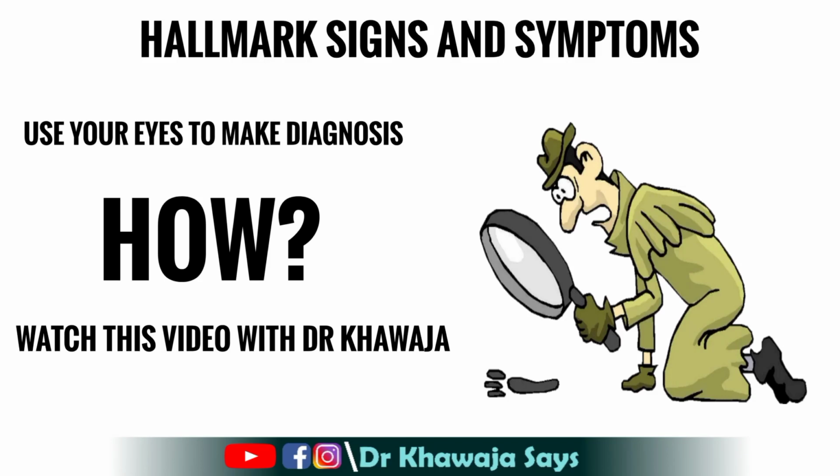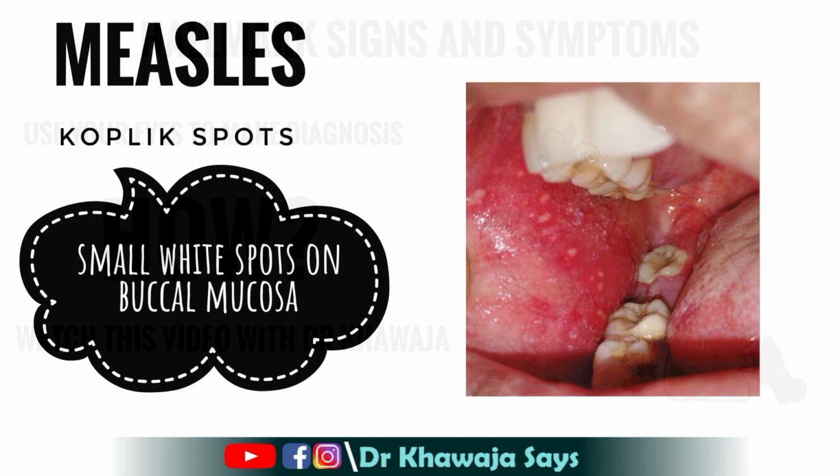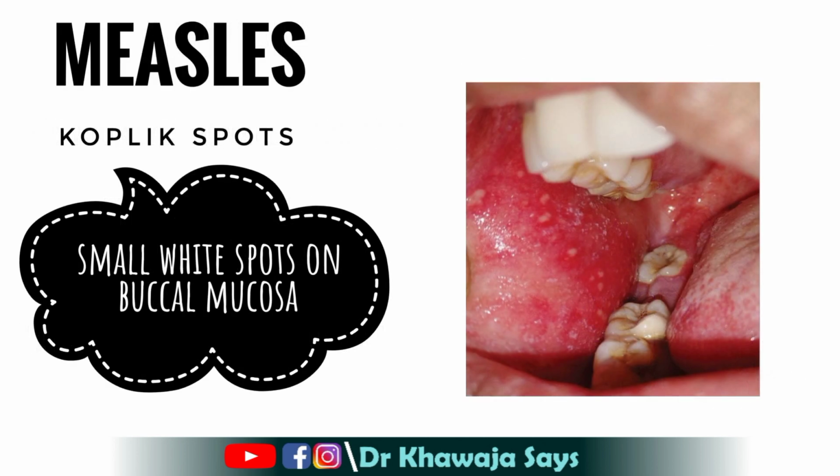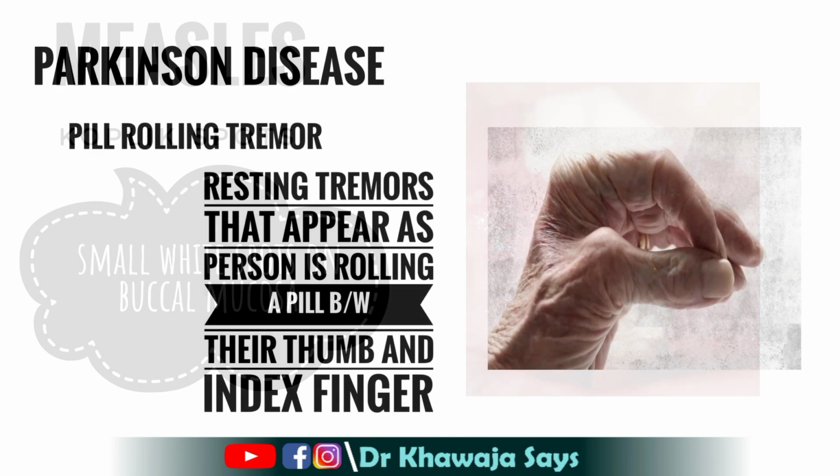Use your eyes to make diagnosis. How? Watch this video with Dr. Kawaja. Measles. Koplik spots. Small white spots in buccal mucosa. So don't forget to see inside of mouth if you are suspecting measles.